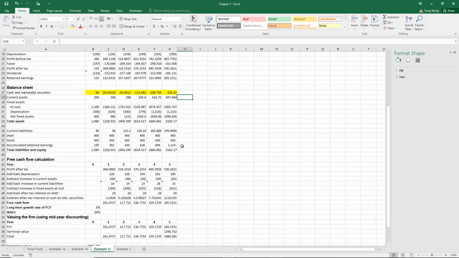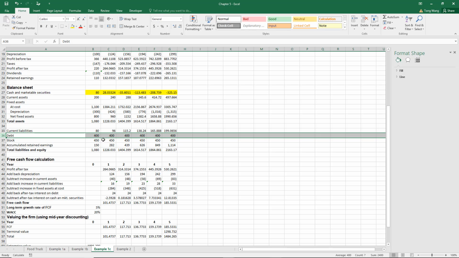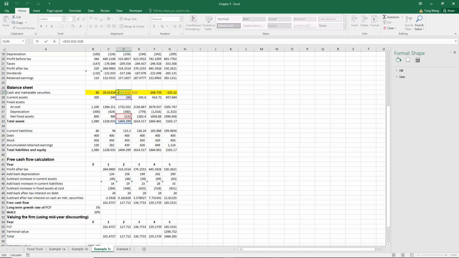To address this problem, you have to use external financing. You either need to issue more debt or issue more stock. Here, let's assume that we're going to just issue enough debt so that our cash balance does not turn negative. So we can barely maintain a cash level equal to 0. At least we need a non-negative cash level.